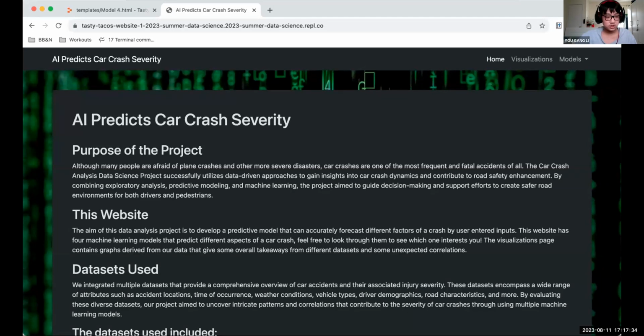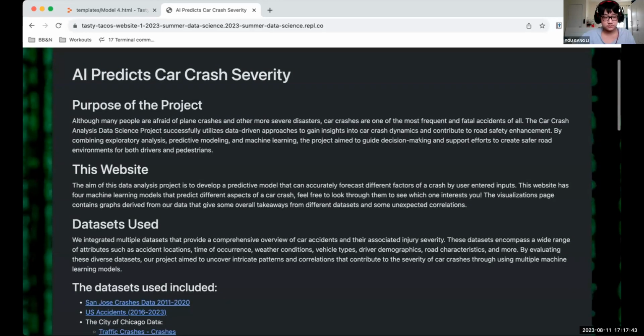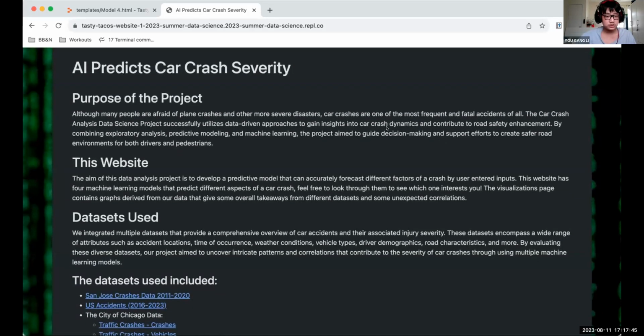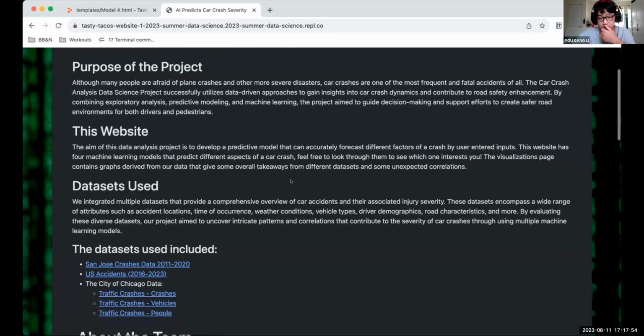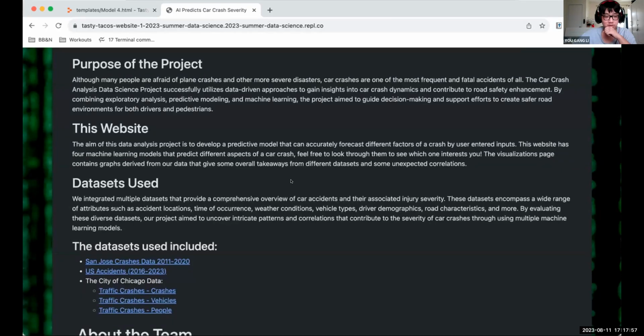The visualizations page contains graphs derived from our data that give some overall takeaways from different datasets and some unexpected correlations. We integrated multiple datasets that provide a comprehensive view of car accidents and their associated injury severity. These datasets encompass a wide range of attributes such as accident locations, time of occurrence, weather conditions, vehicle types, driver demographics, road characteristics, and more.